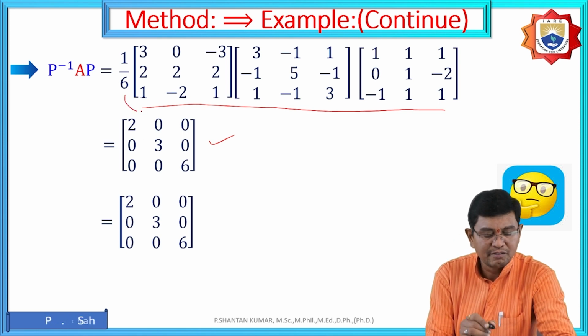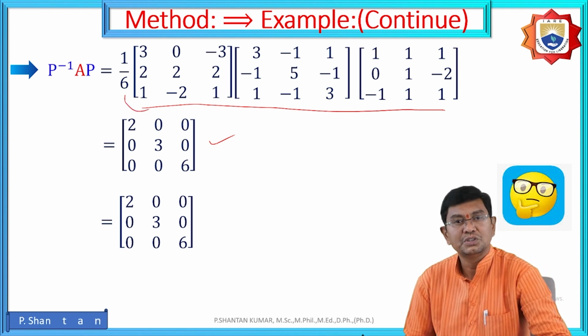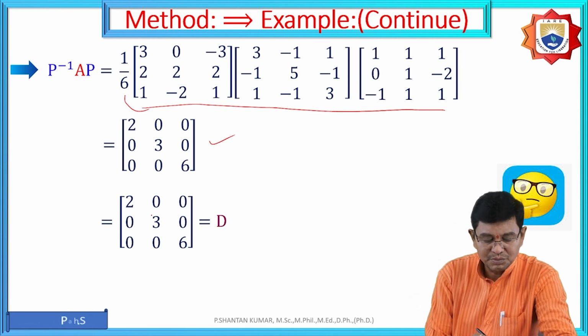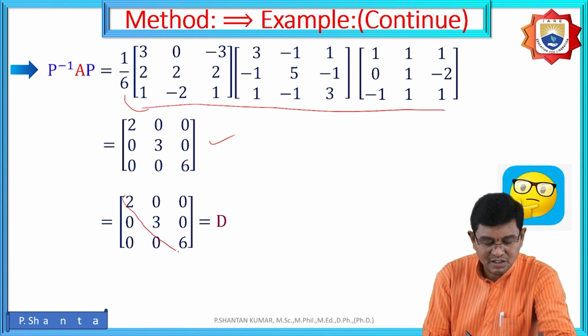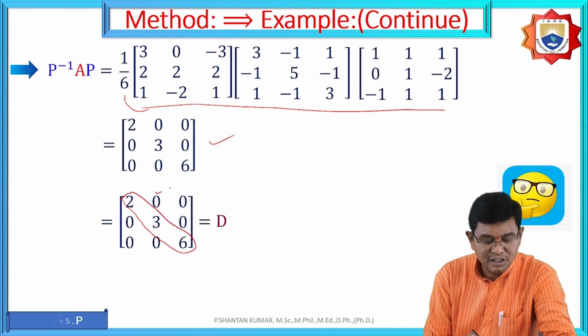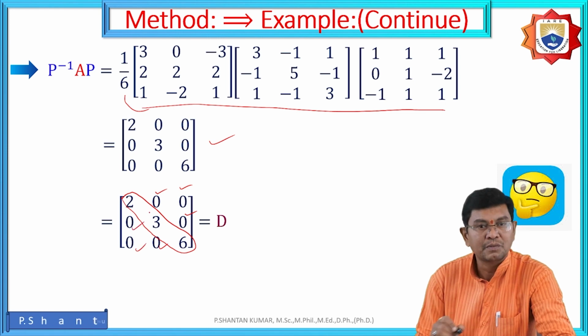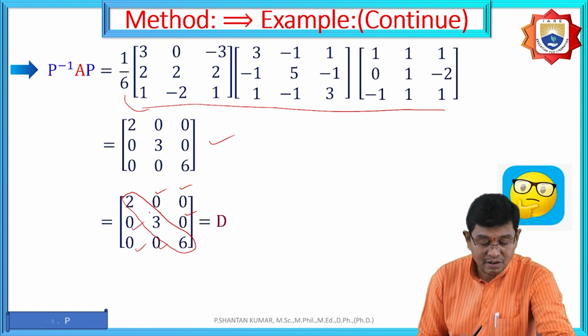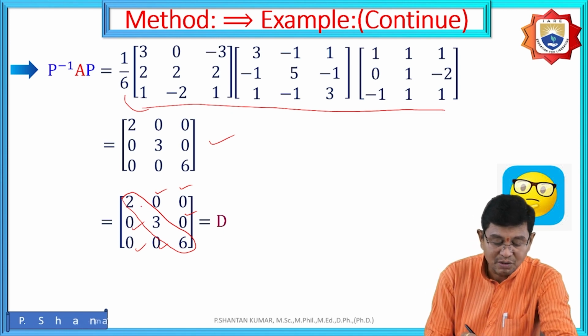And after dividing that 1 by 6, we clearly get 2, 0, 0, 0, 3, 6, 0, 0, 0, 6. And we are going to observe here that the product of P inverse, A, P is that D matrix. That means the other values are clearly zeros, that means the non-diagonal elements are 0.